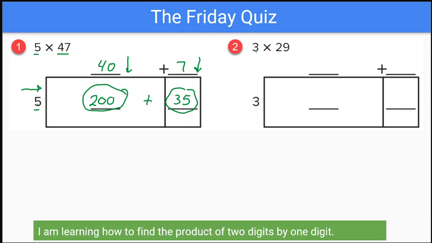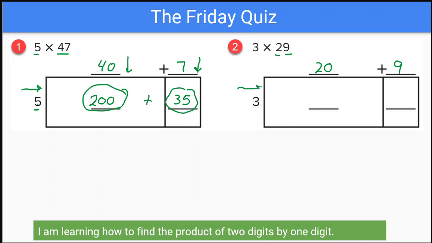Now, over here, it says 3 times 29. It doesn't matter how you break up this 29. You could do it however you want. You could do it like a 28 and a 1 if you wanted to, but that would be hard. You could do like a 10 and a 19 if you wanted to, but that might be hard also. The easiest way to do it, of course, is to break it up into a 20 and a 9. You're going to put the 20 here, and you're going to put the 9 here.